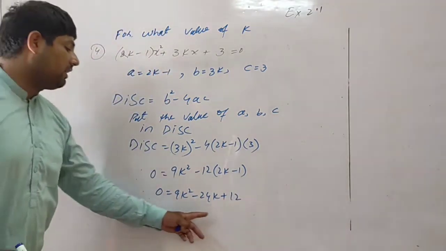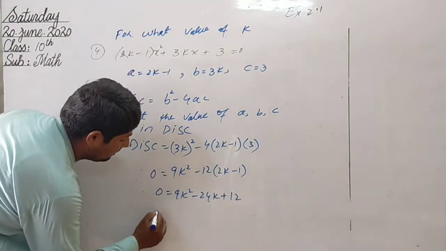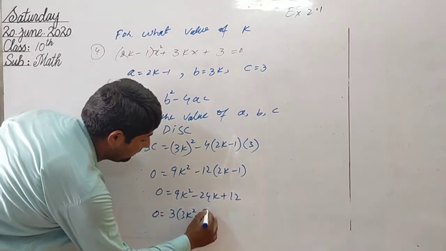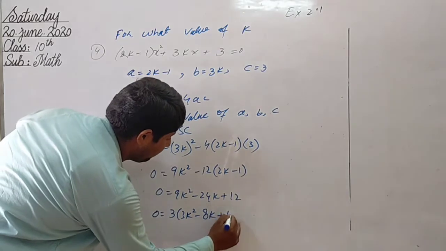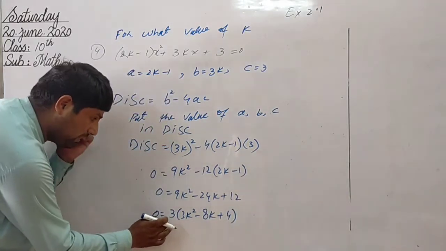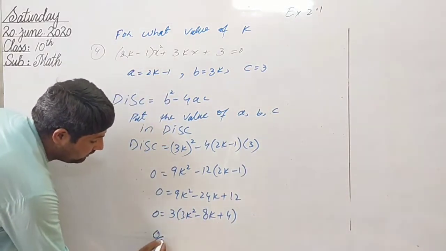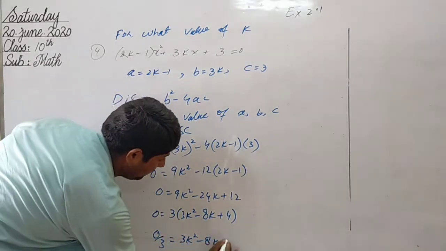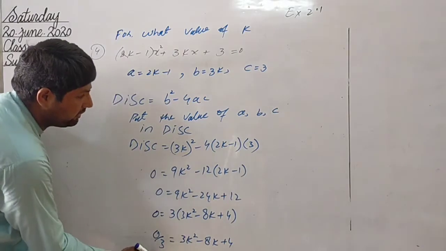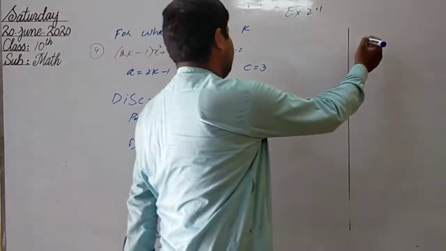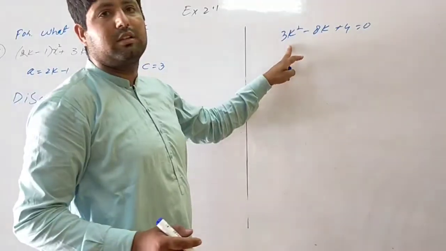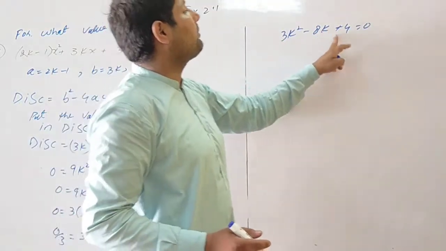Take 3 common in these three terms: 3 common, 3k square minus 8k plus 4. The 3 is multiplied on all these terms, and on the other side 0 is divided by 3, which is 0. It means 3k square minus 8k plus 4 is equal to 0.